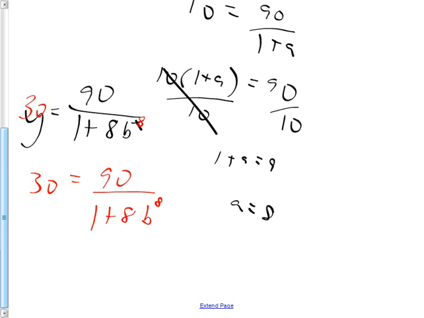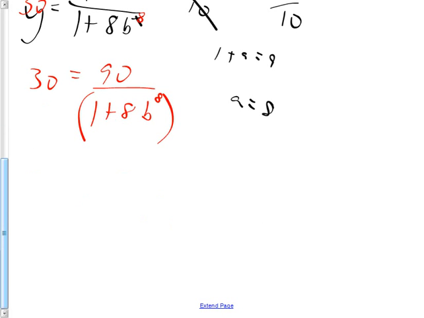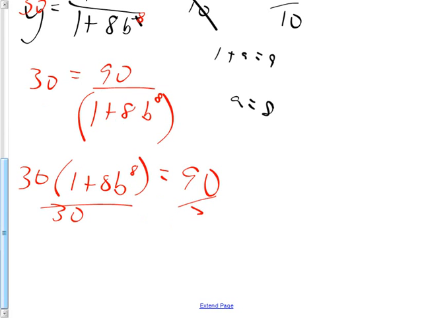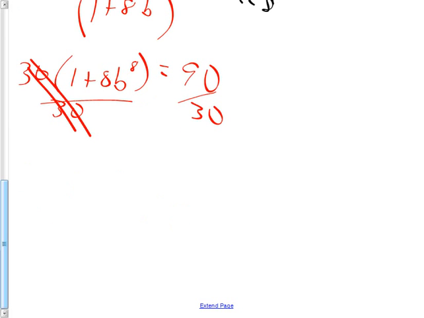Now I'm going to try to get the b alone. I got to multiply both sides by this denominator to clear my fraction. You get how it was important at the beginning of the year? The kids understand how to clear fractions because we do it all the time. 30 times the 1 plus 8b to the 8th equals 90. Now, again, you could distribute the 30 out here, but it'd be smarter not to. If I divide by 30 here, divide by 30 here, it's going to make it way easier. Because now 90 divided by 30 is a nice number, 3. I have 1 plus 8b to the 8th equals 3.